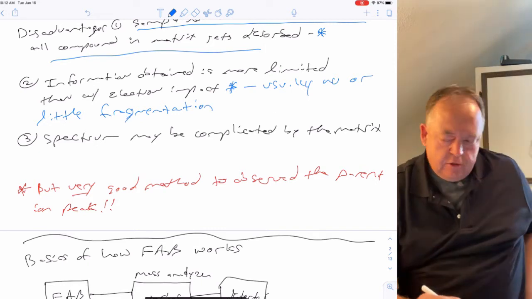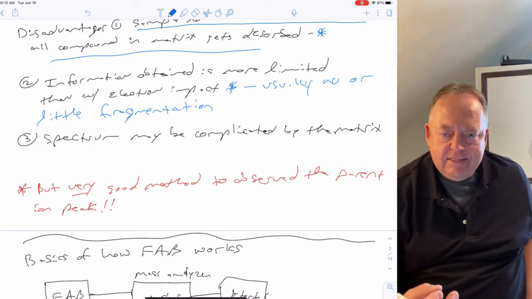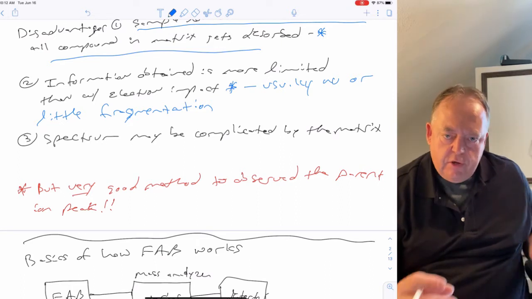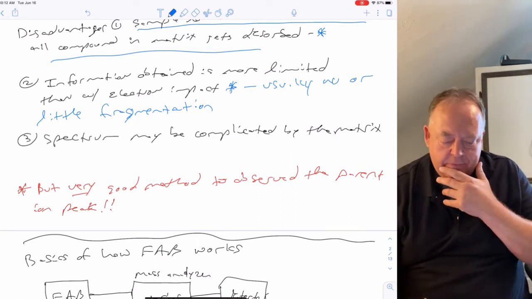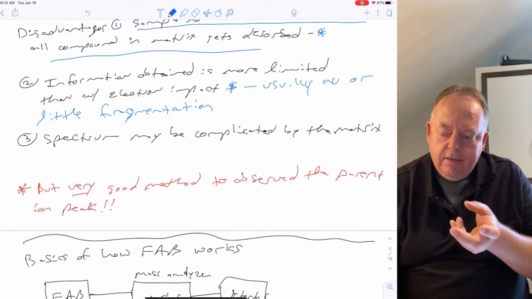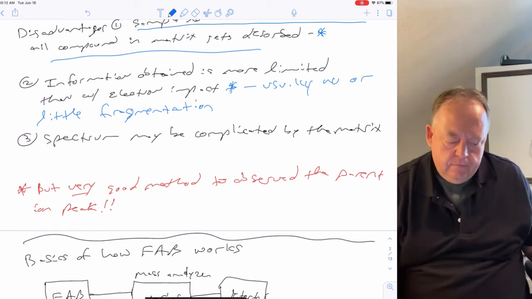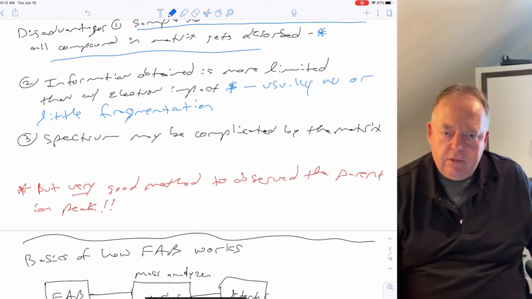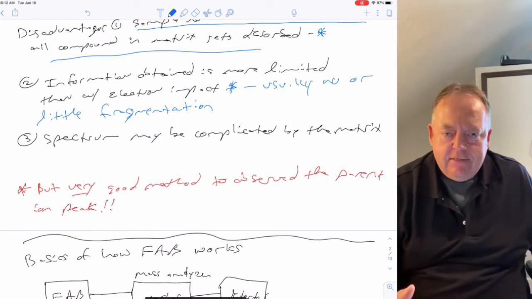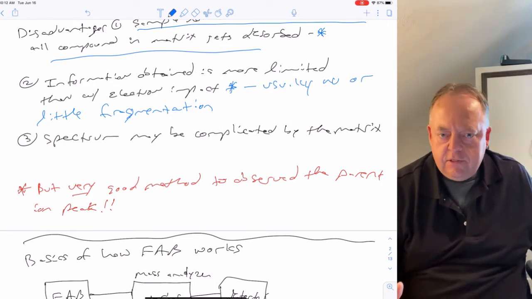Because in these methods there's usually no or very little fragmentation. And so when your molecule breaks apart into smaller pieces, if you can figure out what those pieces are, then you can use that to get structural information about your molecule. So if you don't happen to know what your molecule is, and all you get is a mass, because there's no fragments, then you've lost information.